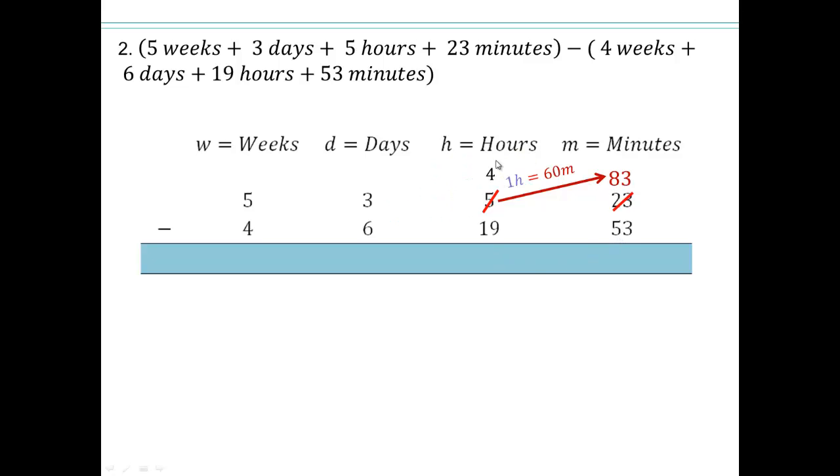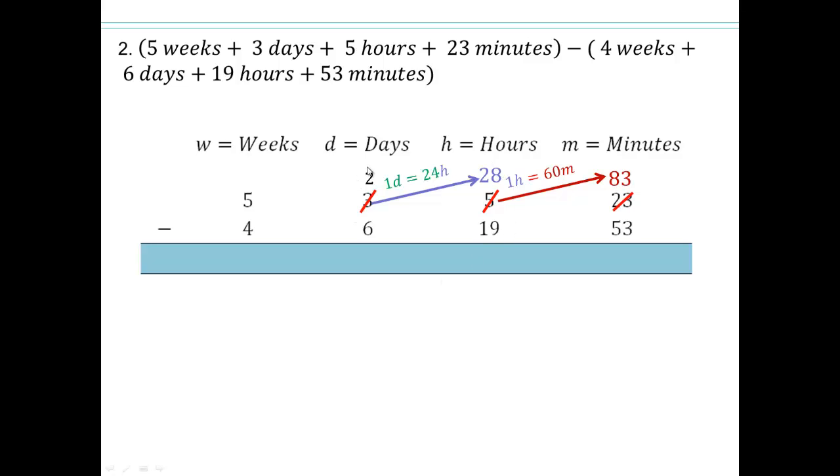But now here I have 4 hours minus 19 hours. I cannot do that, so I'm going to borrow here. So I'm going to make this 2 days. I'm going to borrow 1 day, which is 24 hours. 24 plus the original 4 hours gave me 28 hours. Now I can do this subtraction.